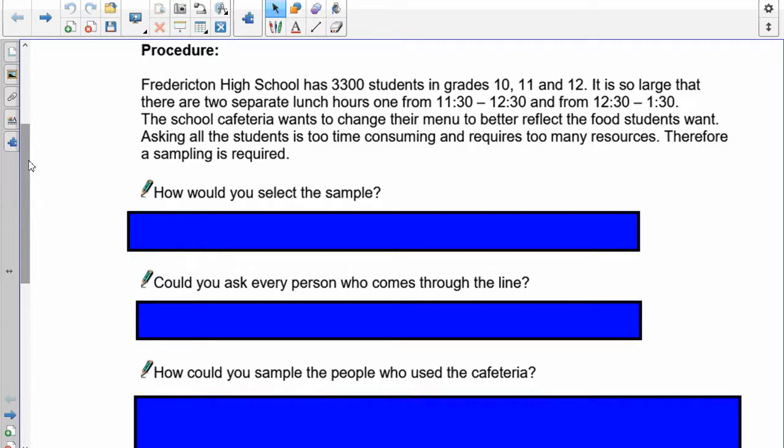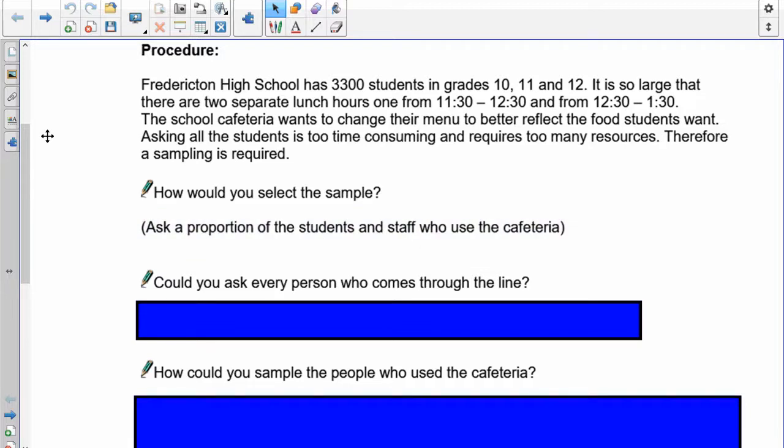So I want to start off with asking you, how would you select the sample to use here? How would you collect this information? So pause the recording and write that down. All right. So obviously, how would you select the sample?